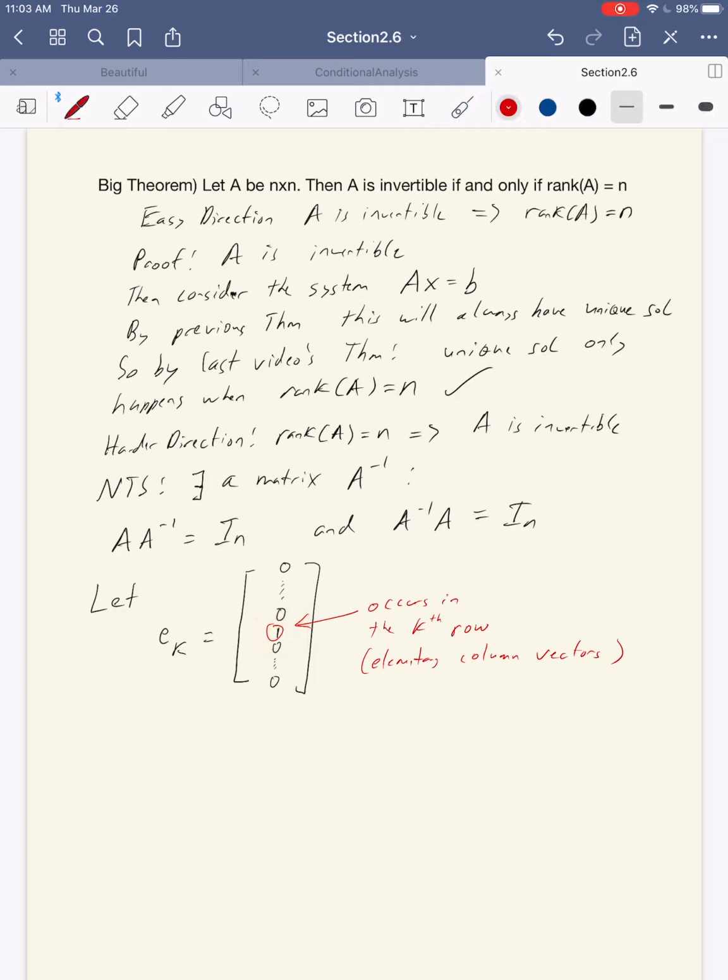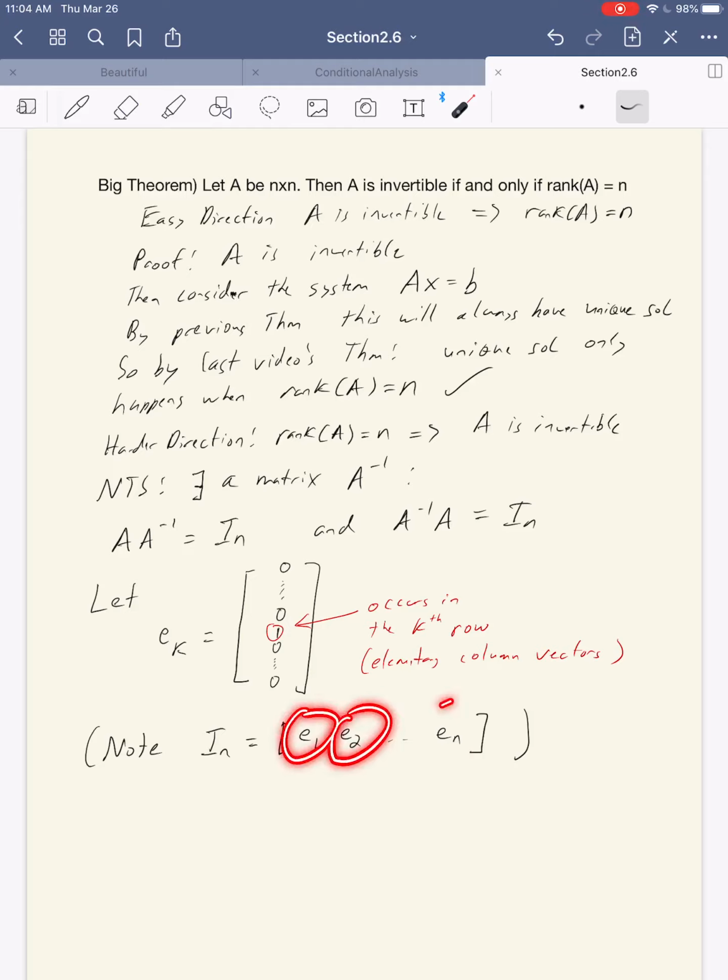Now, we're going to need these E sub k's because they make things easier here. As a side note, we can say that I_n is actually the matrix E1, E2, down to En. We can note ahead of time that the identity matrix has this relation to the elementary column vectors: the identity matrix is the matrix made up of the elementary column vectors.